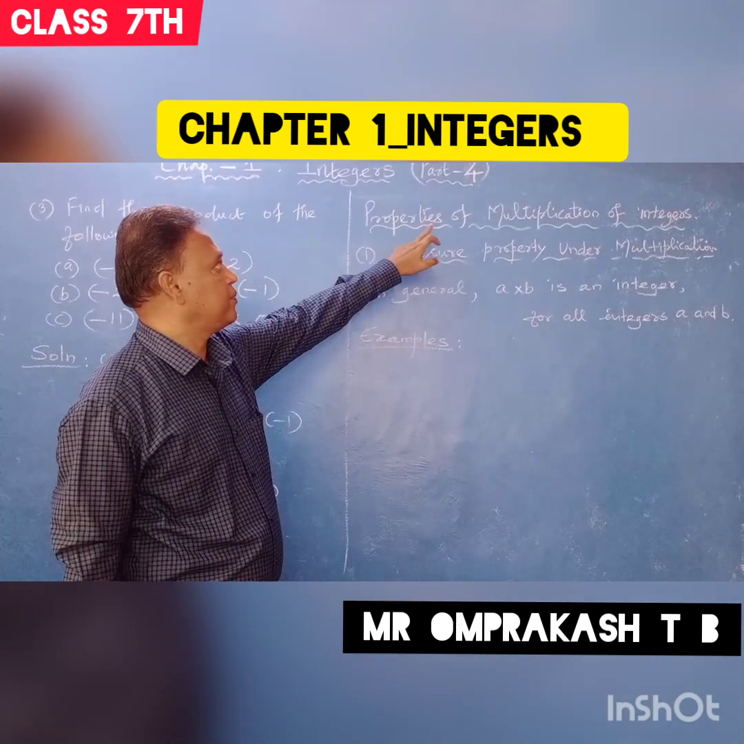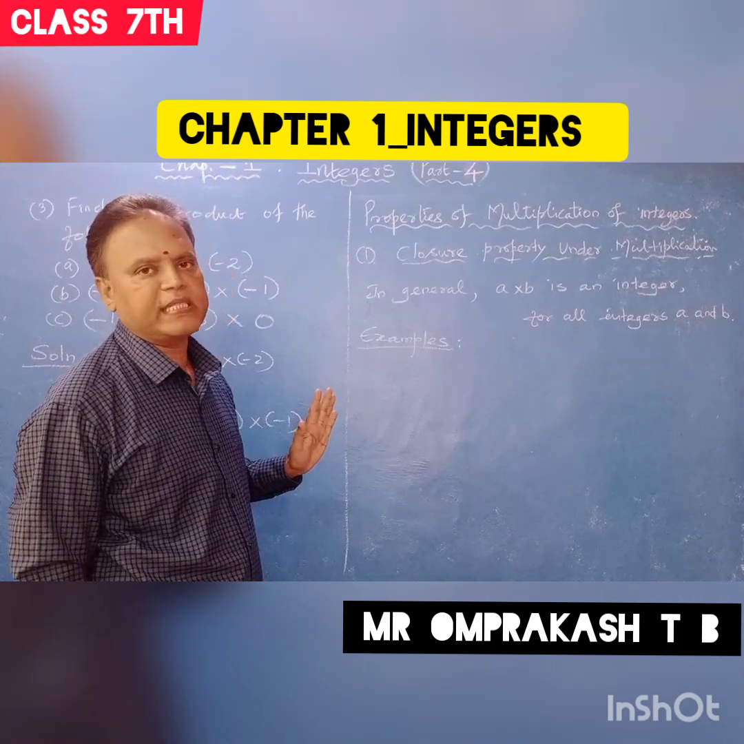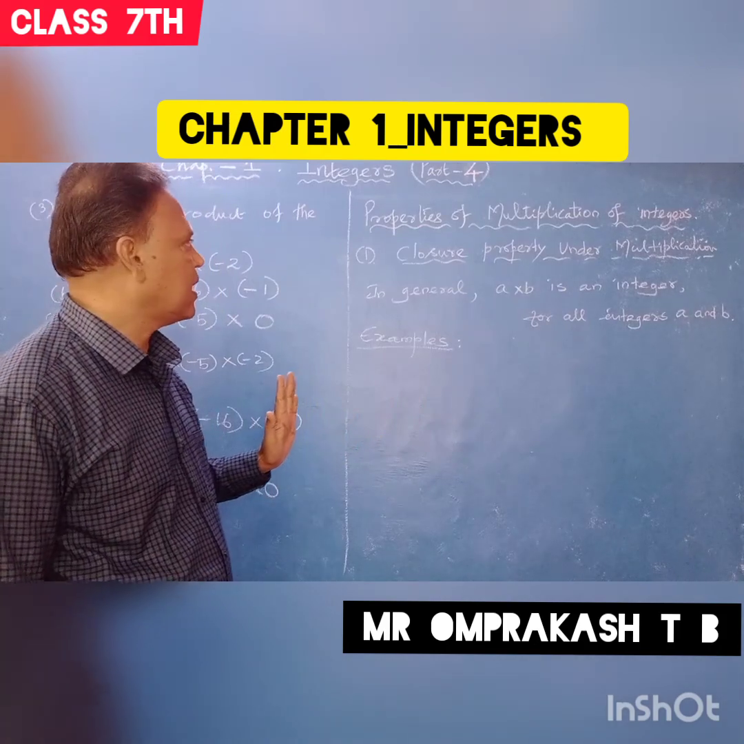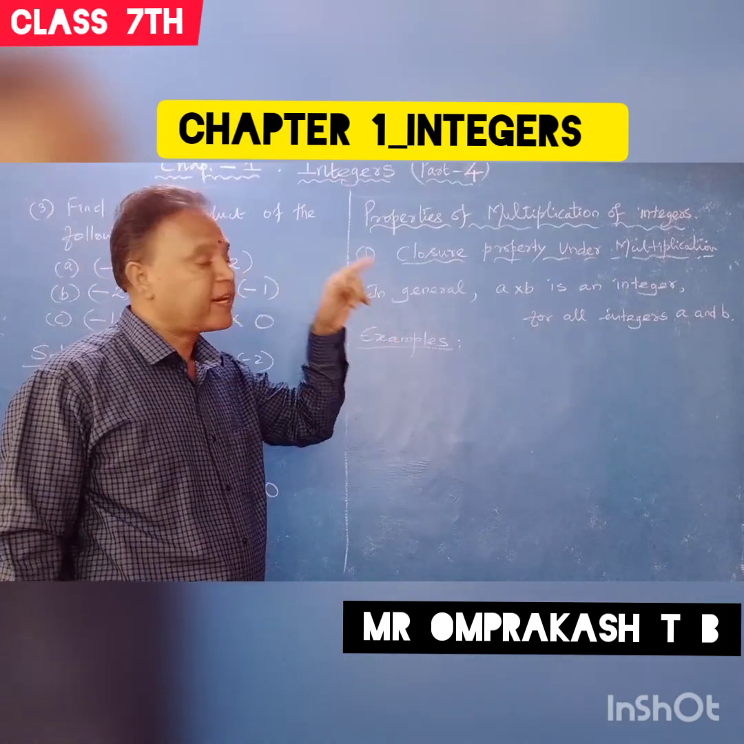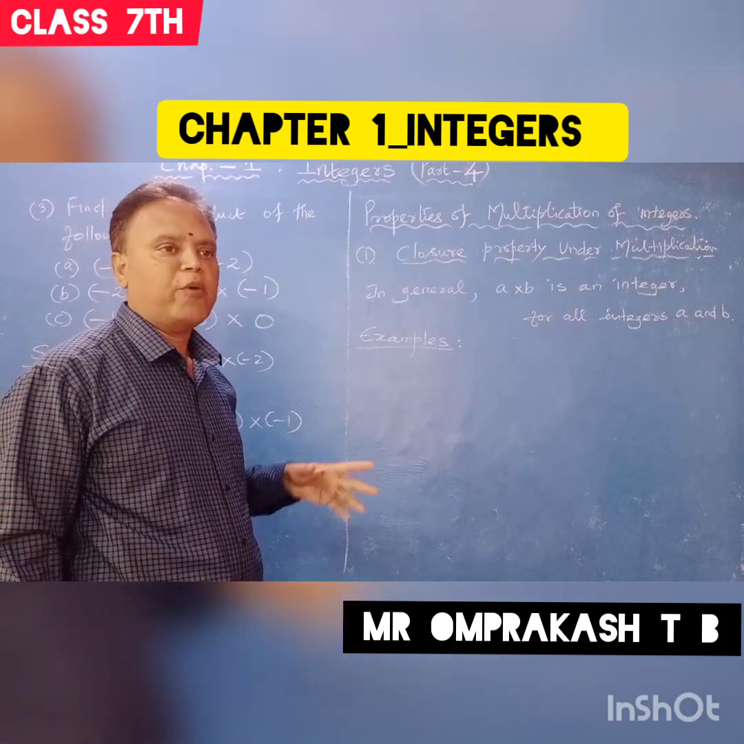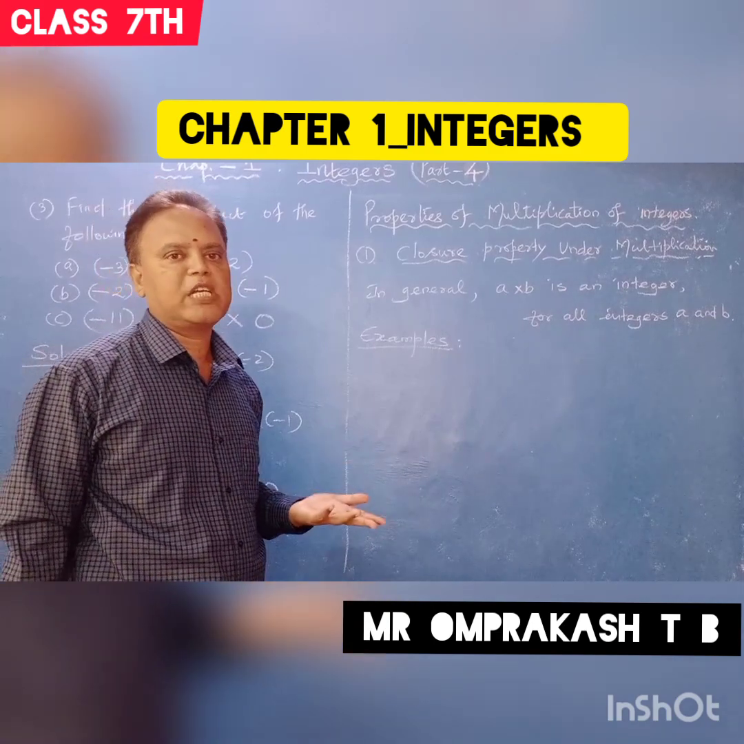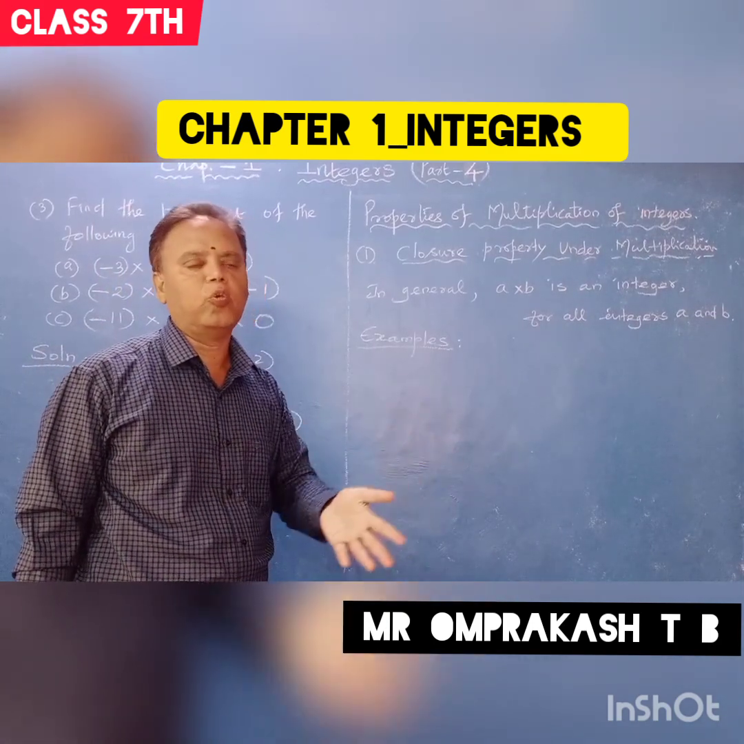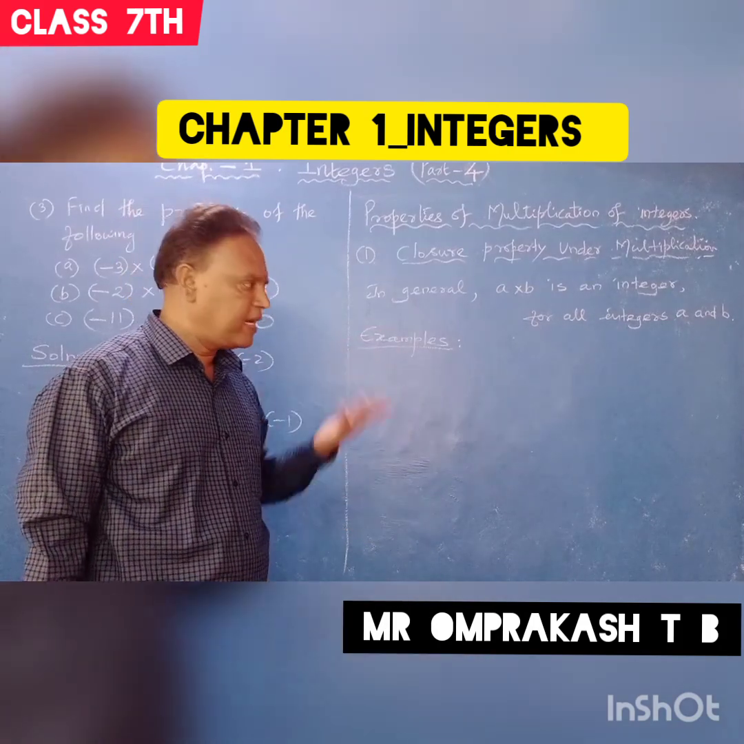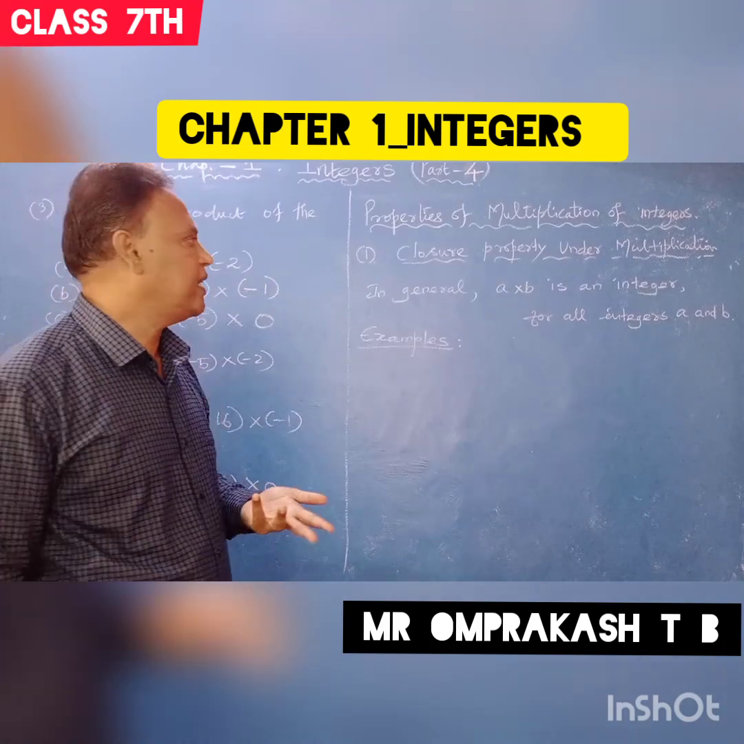So next we will see properties of multiplication of integers. Closure property under multiplication. Already we have seen closure property under addition. Now multiplication. So same way, multiplication of 2 integers is always an integer. Okay. Suppose for example minus 3 into 2. Minus 3 is one integer, 2 is another integer. Minus 3 into 2, minus 6. Minus 6 is also an integer.